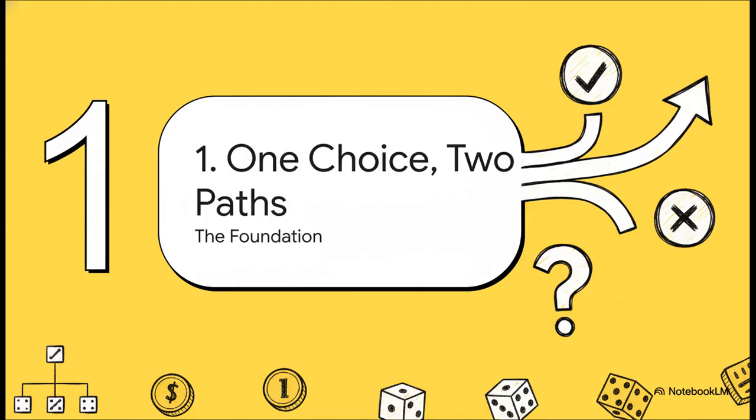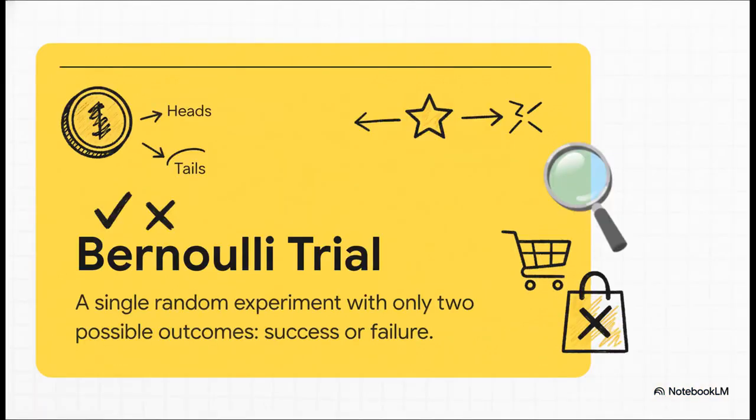All right, let's really zoom in on this, that one fundamental moment of decision where you have a single event with only two possible ways it can go. So, in the world of statistics, this has a name. It's called a Bernoulli trial.